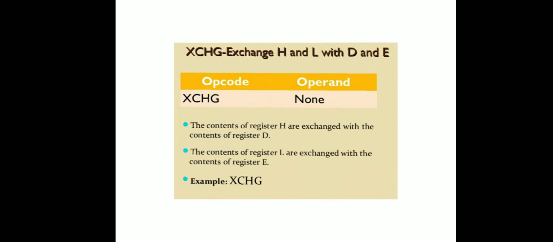XCHG, exchange HL register with DE register. The content of register H is exchanged with the content of register D, and the content of register L is exchanged with the content of register E. After the execution of this instruction, the data is exchanged between the HL register pair and the DE register pair.